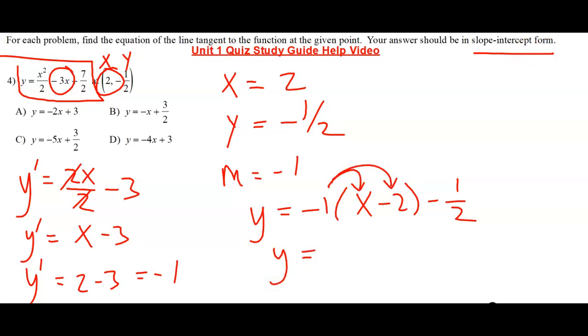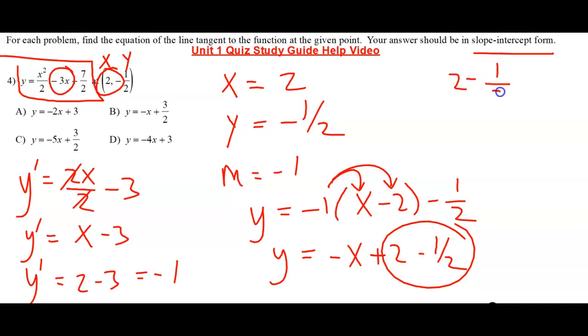and that's going to give me y equals negative x plus 2 minus 1/2, right? And then we're going to need to combine these numbers here. Now I noticed in class some of us are a little rusty with working with fractions, so I'll go ahead and show you how to combine those.